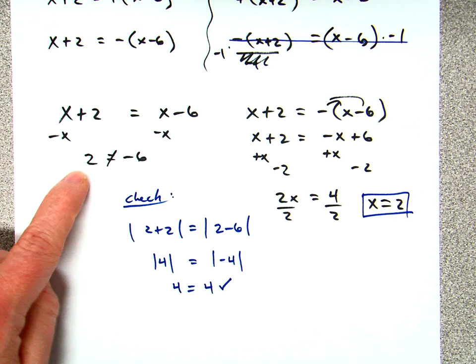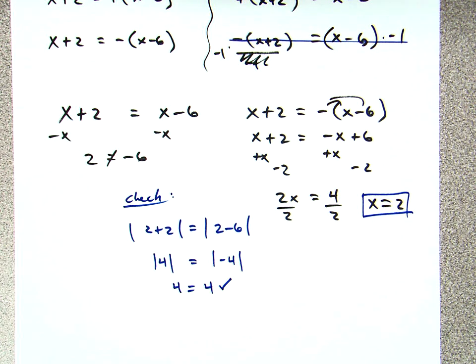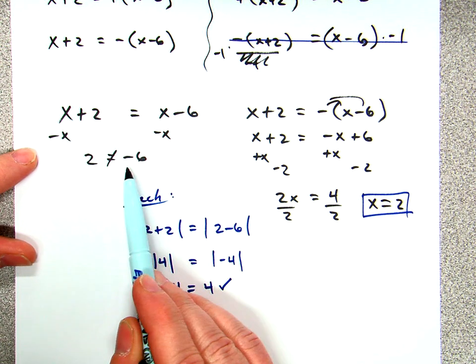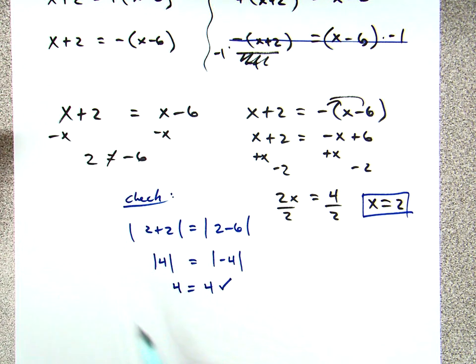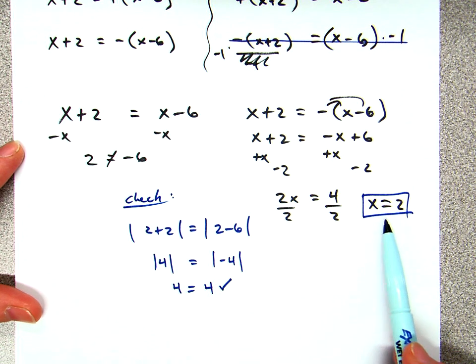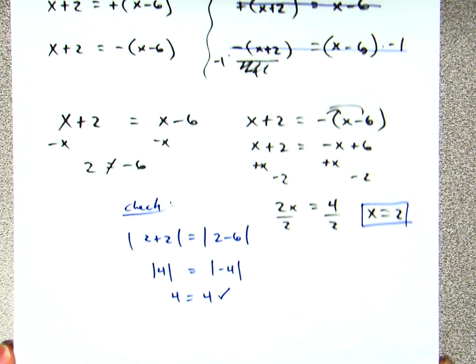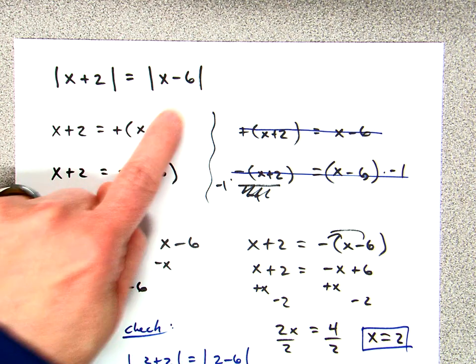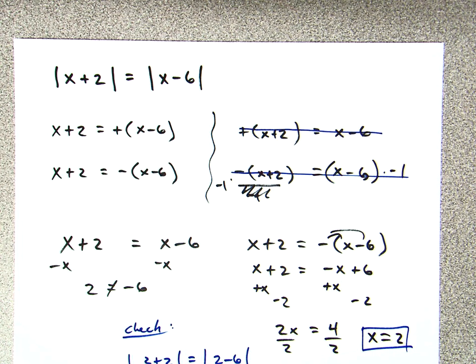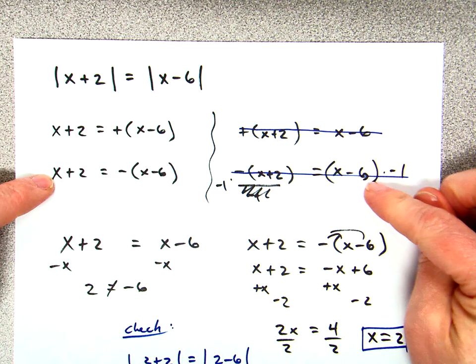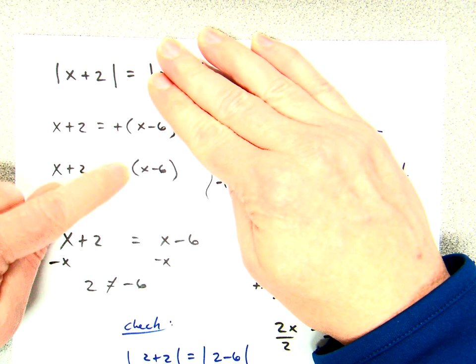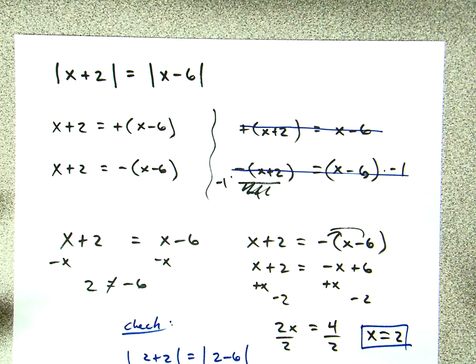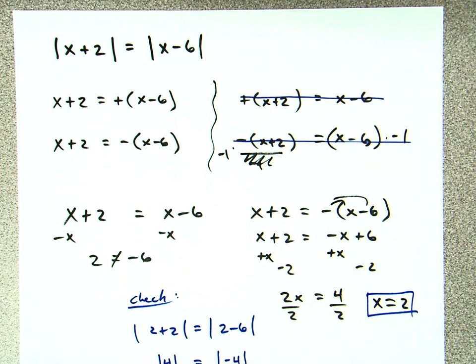Because the x is canceled and 2 does not equal -6. If it was like 2 equals 2, then there'd be a whole bunch of x's that work. But that's not the case here. Here, 2 is the only answer to this one. So when we have these 2 absolute values, I don't need to set up all 4 possibilities. I can just pick one and do the positive and negative version of that other side, and we'll get the 2 unique solutions here. Okay?